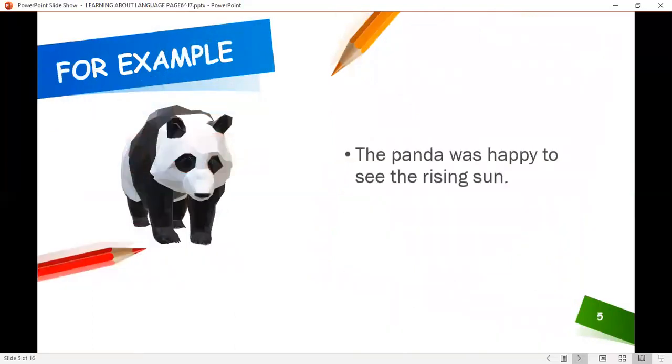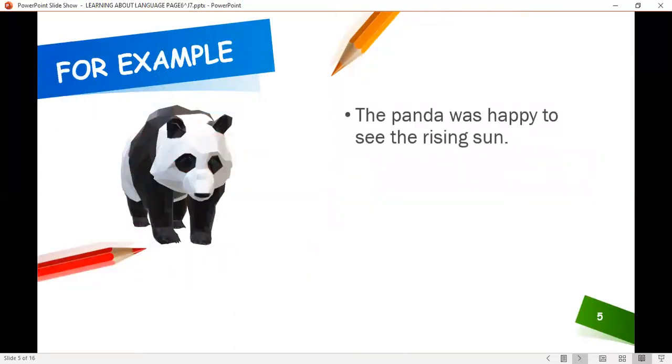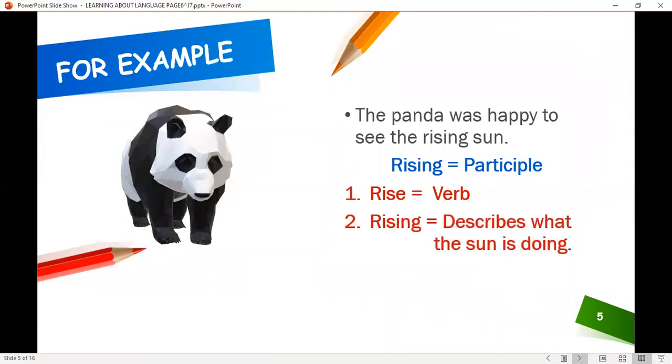Here is an example. The panda was happy to see the rising sun. I repeat, the panda was happy to see the rising sun. In this example, rising is a participle because rise is a verb and rising describes what the sun is doing. It means rising is doing the job of an adjective.